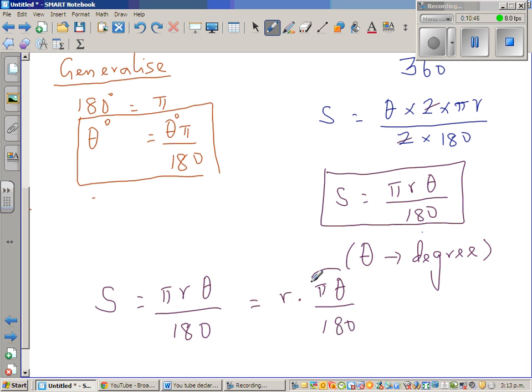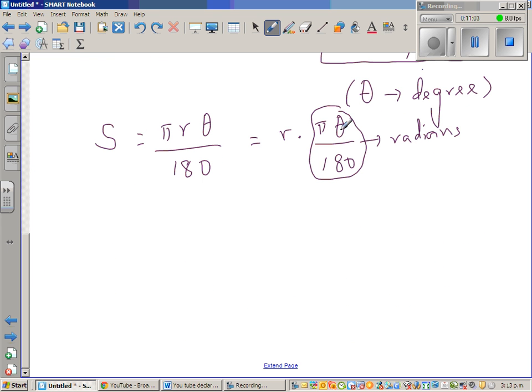Now what is this? This is nothing but radians. Pi theta over 180 is radians. So if pi theta over 180 is in radians, where theta is the angle, therefore when theta is in radians, I hope I have not confused you, this S simply becomes r times theta, where theta should be in radians.